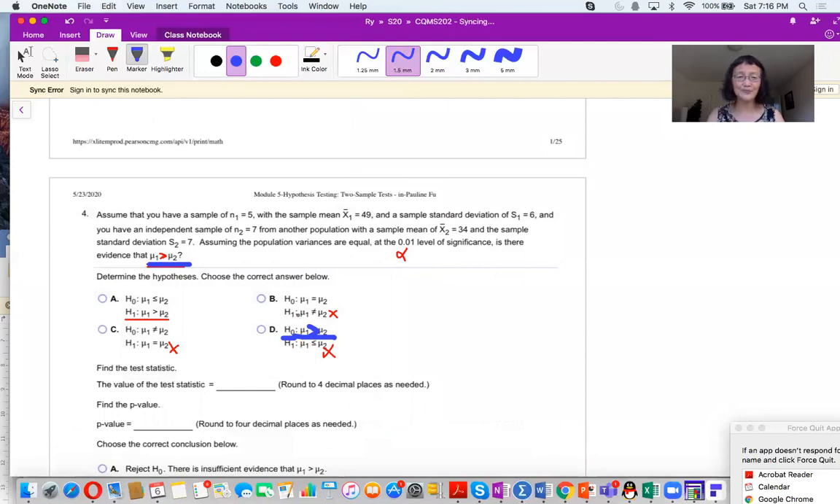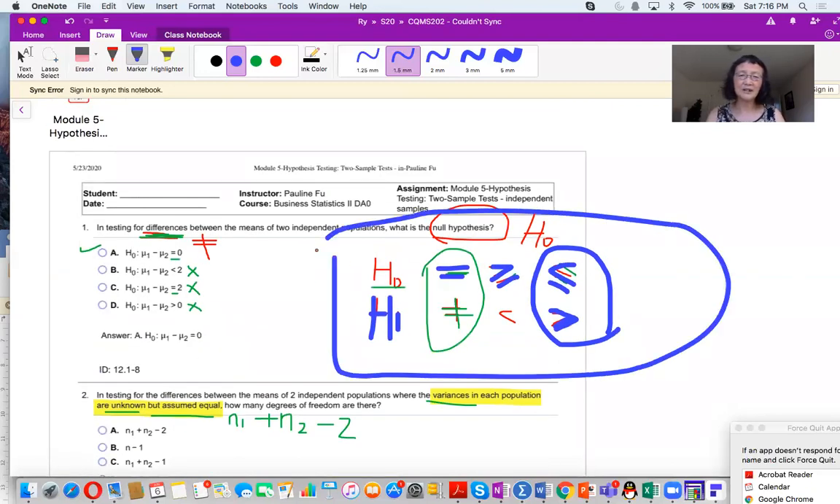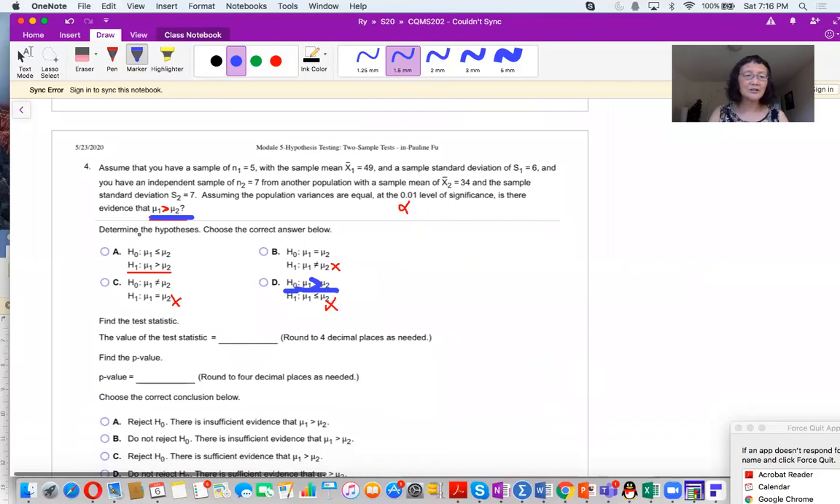Is that clear? You have to remember this. This is very important. Which sign can be used in H0? Which sign can be used in H1? Okay, let's go back here. The only correct answer is here. Any other answers are wrong, and you need to know why they are wrong.